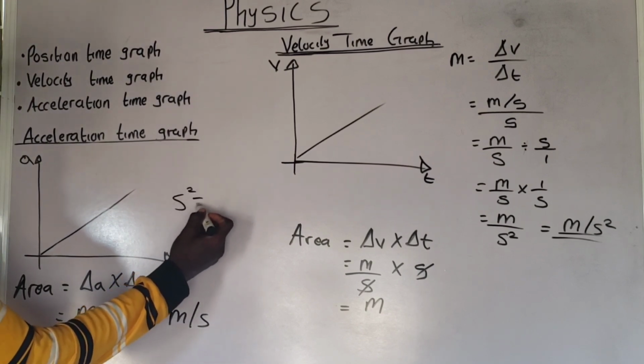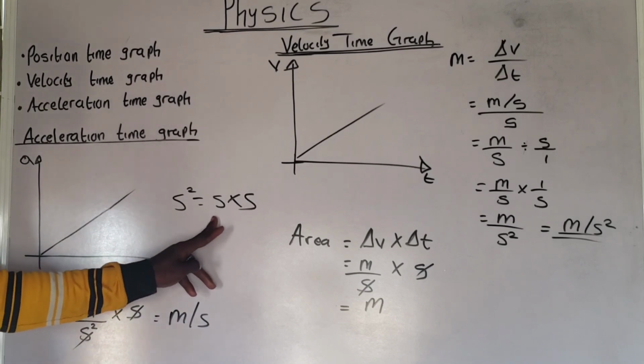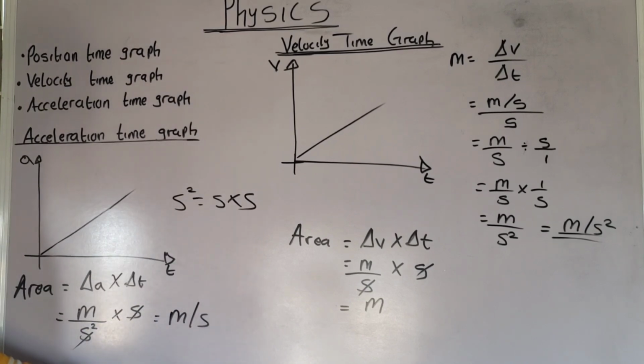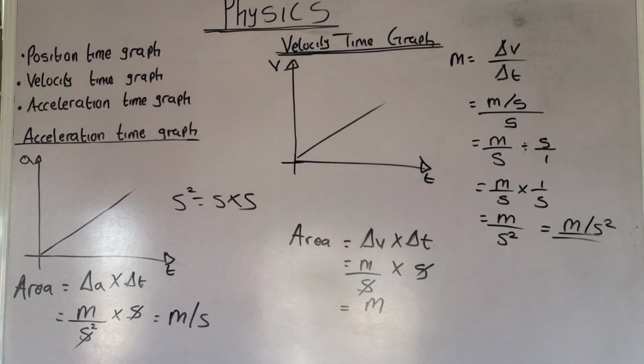Second squared is what? s times s. So this s will cancel 1 s, so I'm left with 1 s. That's why I have meter per second. You understand what I'm saying? Now, in physics, which term has its unit as meter per second? That should be velocity. The term in physics that has its unit as meter per second is velocity. Hence, the area of acceleration time graph tells us the velocity.